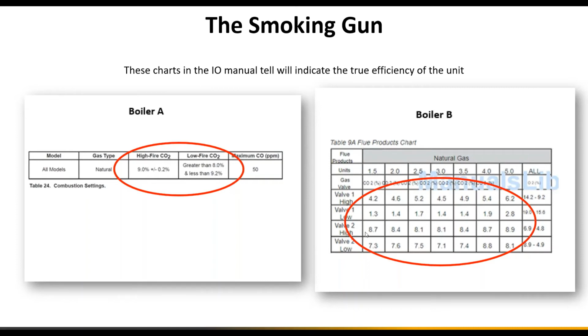So here we got one manufacturer running at high fire 9, low fire between 8 to 9.2. We have another manufacturer that lists their CO2 levels at the 2 to 4% range under low fire conditions. So here we see, yes, the product may run efficiently at full fire condition, but at low fire conditions, we're having very low CO2s, a lot of excess air, and we're going to have a very low dew point. Moving on to the next slide.